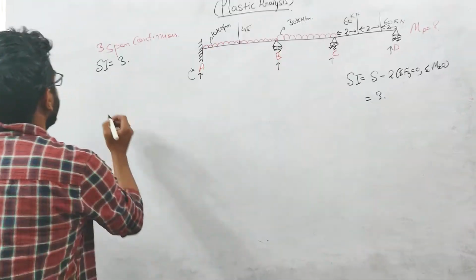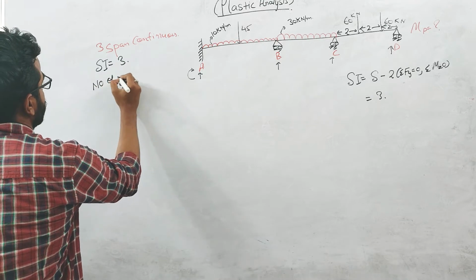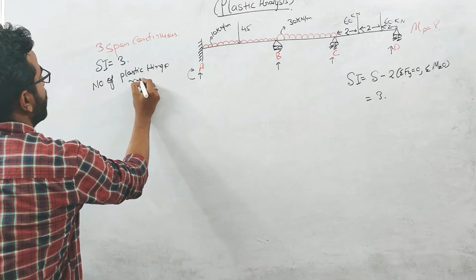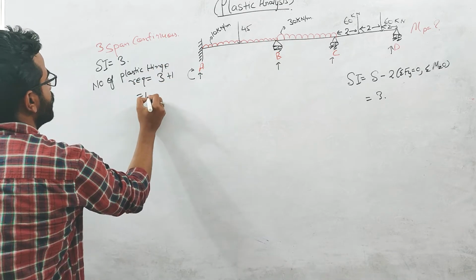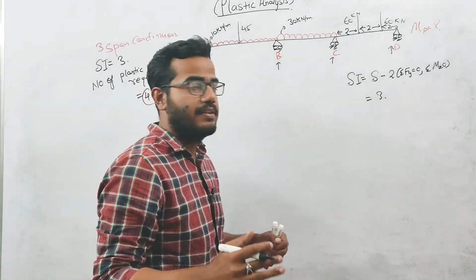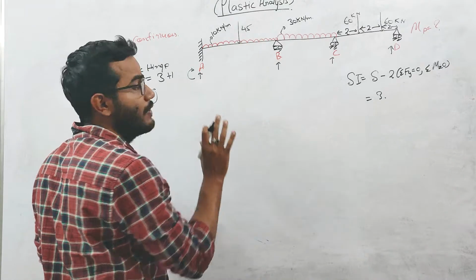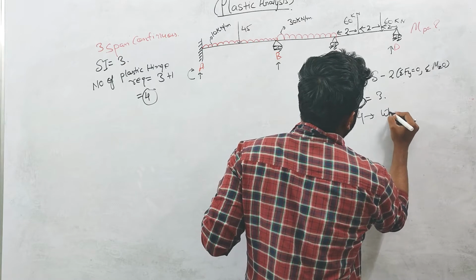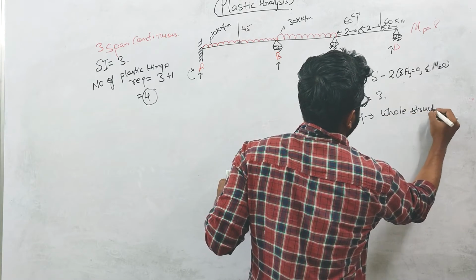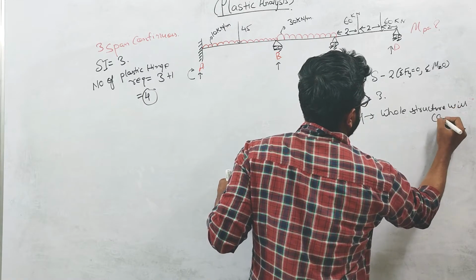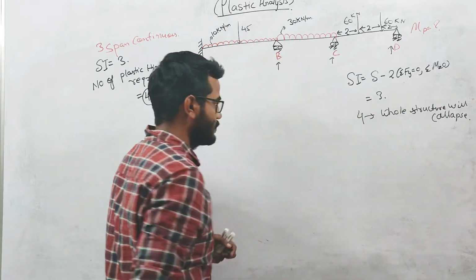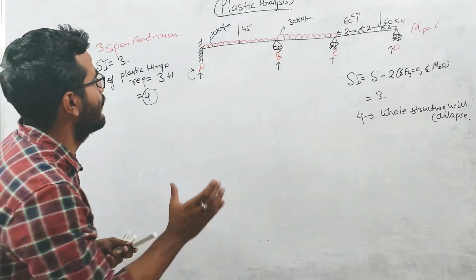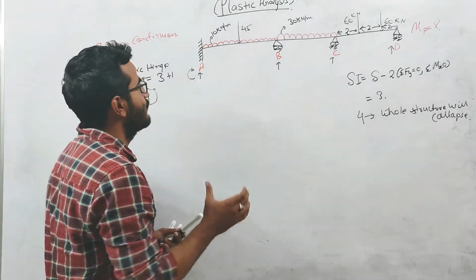So the number of plastic hinges required for complete collapse of this structure will be 3 plus 1, that is equal to 4. If 4 plastic hinges form in this structure, the whole structure will collapse. In the last lecture we also saw that in a continuous beam, the critical cases will be our individual spans. We need to check the cases for individual spans.